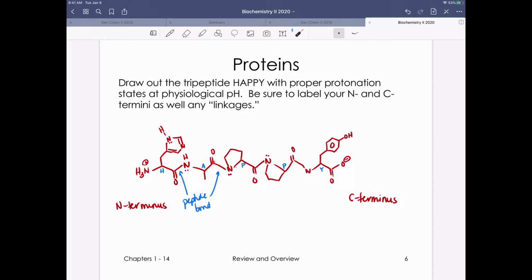Identifying again these peptide bonds, which is where we're going to have either linkages that are broken or created if we're talking about catabolic or anabolic processes.